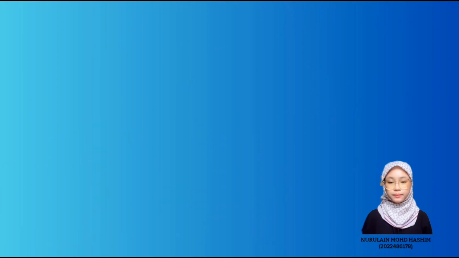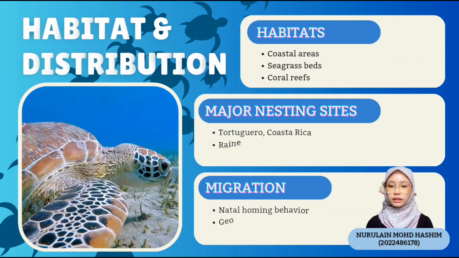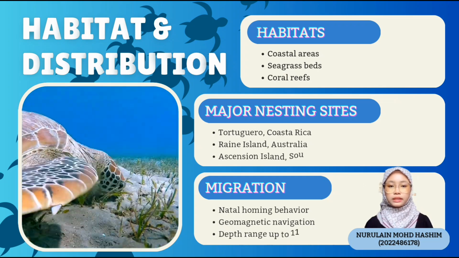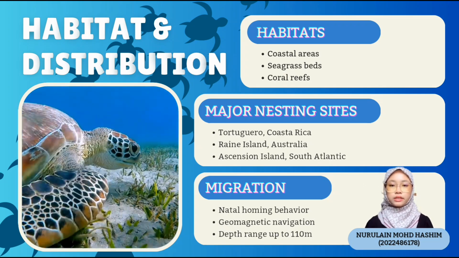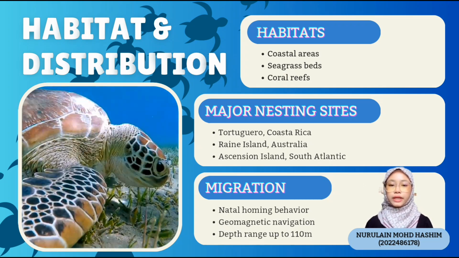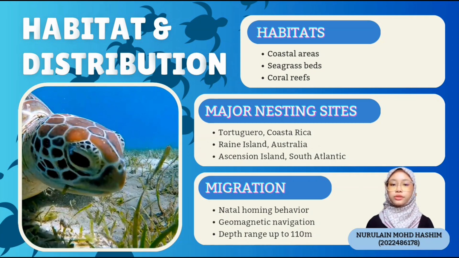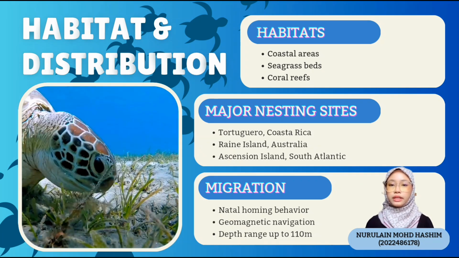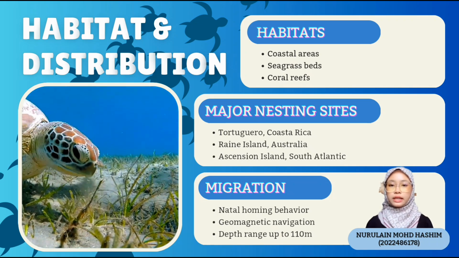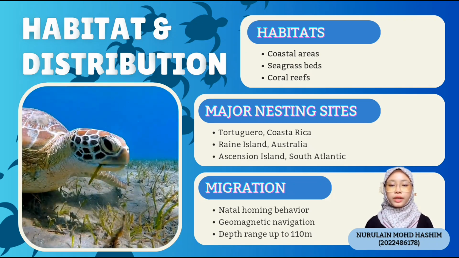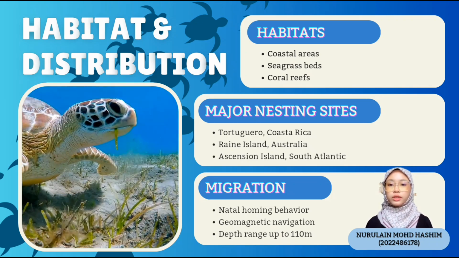Next is the green sea turtle habitats and distribution. Green sea turtles are found in coastal areas, seagrass beds, and coral reefs, which provide their primary food source and habitats. Key nesting sites include Tortuguero in Costa Rica, Raine Island in Australia, and Ascension Island in the South Atlantic, where large aggregations of turtles return to lay their eggs.